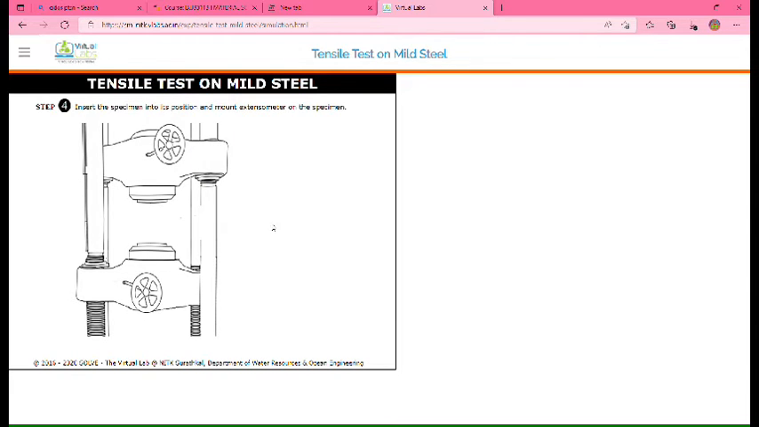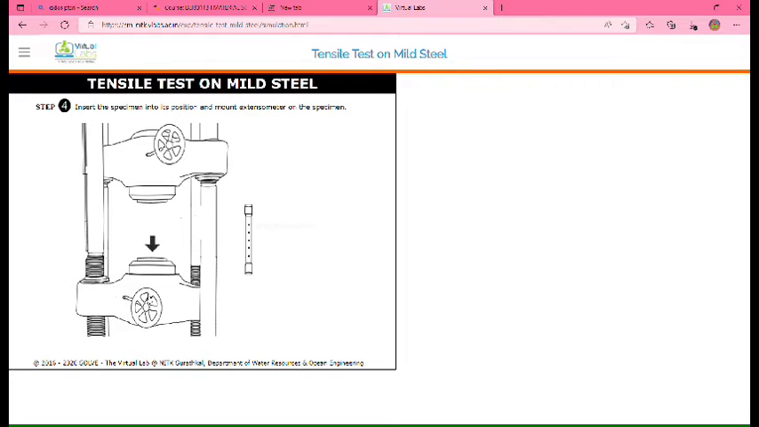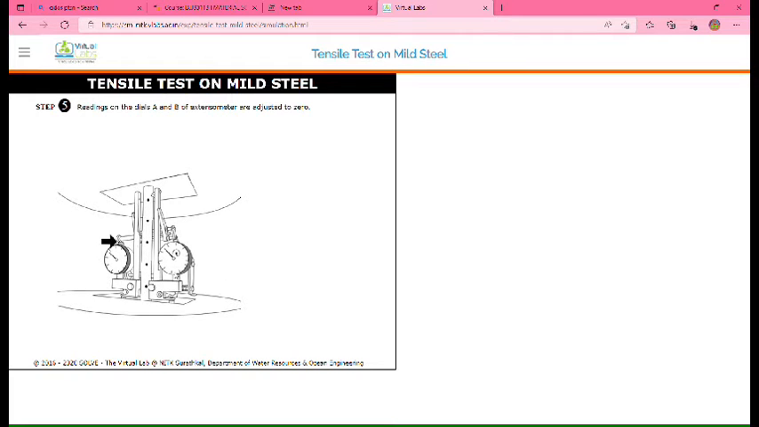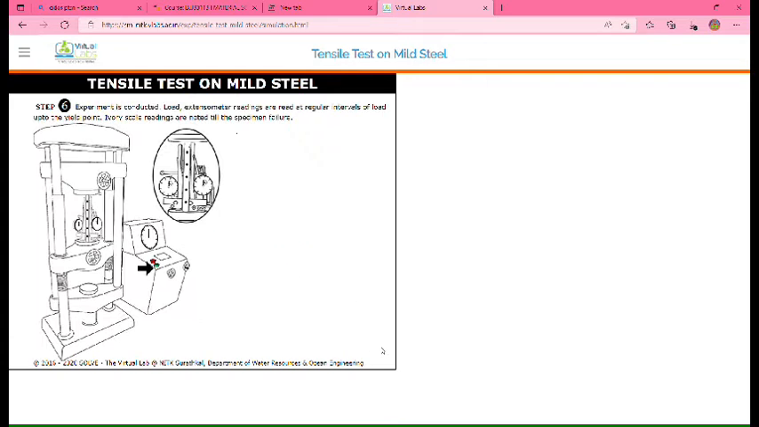Okay, and then step 4, insert the specimen into its position and mount the extensometer on the specimen. And then step 5, readings on the dials A and B of the extensometer are adjusted to 0. And we got least count of extensometer is 0.01 millimeter. And then step 6, experiment is conducted.